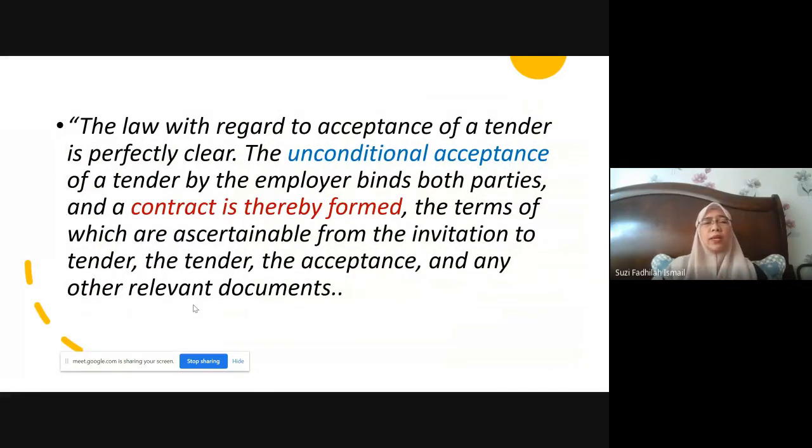The court said that the law with regards to acceptance of a tender is perfectly clear. If it is a conditional acceptance, then it binds both parties. Nothing extra after that. If you want to put a specification or terms, whatever term, it has to be there. It has to be incorporated into the agreement here.